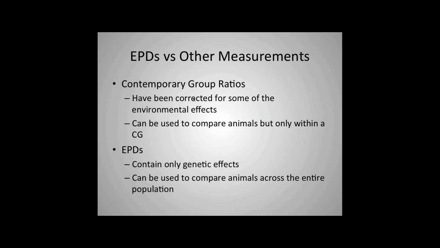So EPDs contain only the genetic effects, and that's what we're more interested in when we're selecting bulls. Like, what can that bull give to a herd in terms of genetics? And we can compare animals across the whole population that those EPDs were computed on. With IGS, we have the 12 different breed associations. We have over 16 million animals in the database, and we can compare all those animals together, okay?